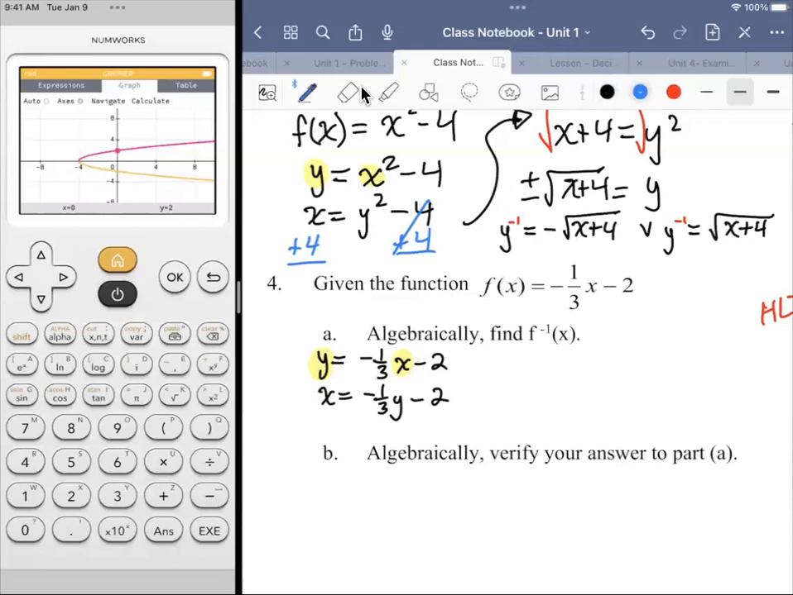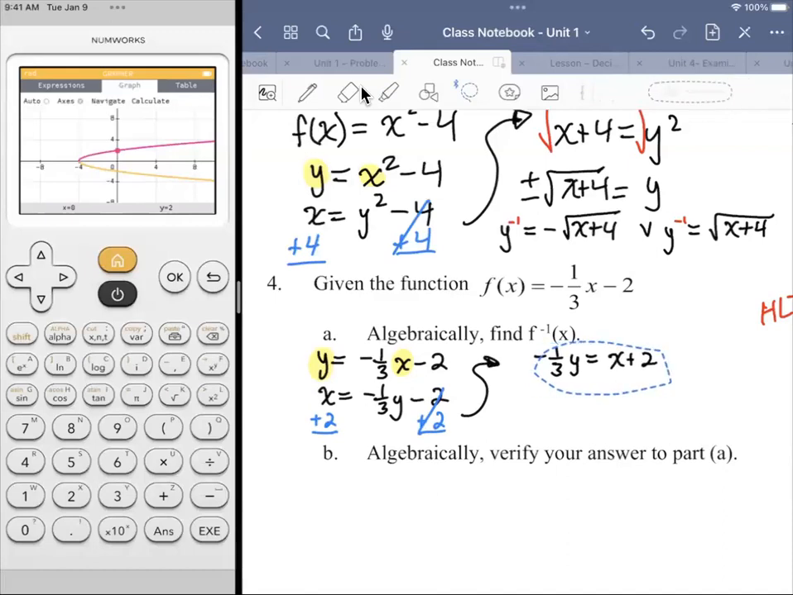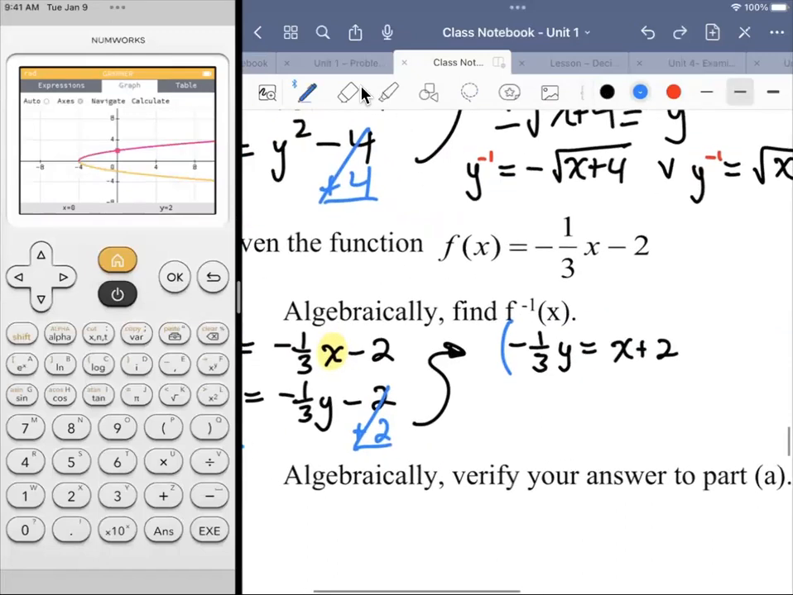All right. So add 2 to both sides. We're looking at -1/3 y is equal to x plus 2. You want to get y alone, you can handle it one of two ways. Divide both sides by -1/3. I don't particularly like doing that. Instead, multiply both sides by the reciprocal. So multiply both sides by a -3.